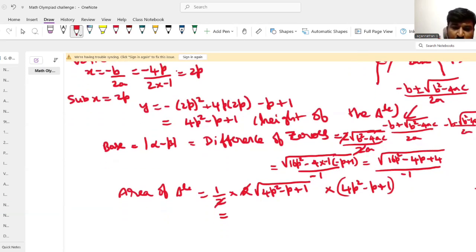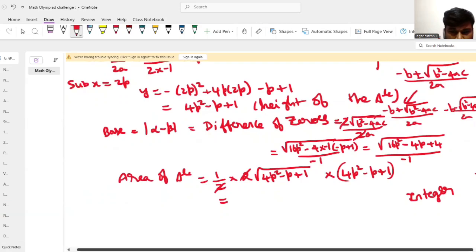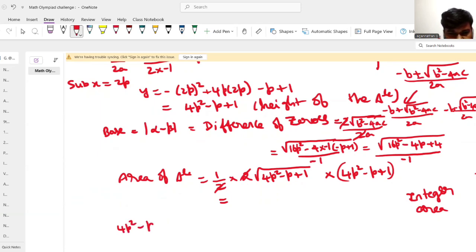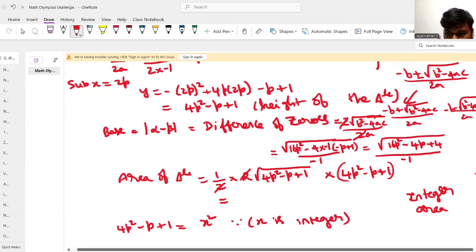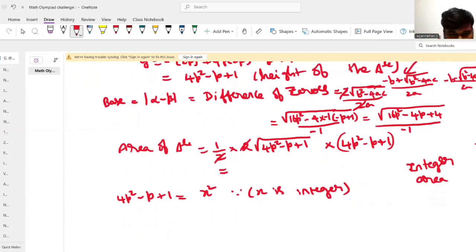Okay, so we understand if you want an integer answer for area, the value inside this should be a square number, an integer square, correct? For integer area, I understand 4p square minus p plus 1 should be equal to x square, where x is an integer. That's our understanding here. So we got into another quadratic now. So 4p square minus p plus 1 minus x square equal to 0.